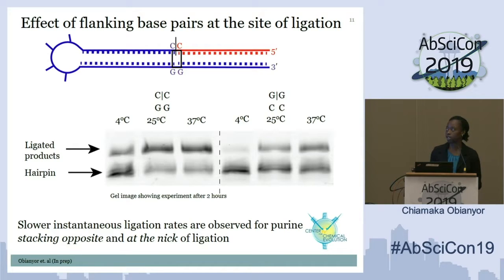And again, we look at it at different temperatures, and you see that when you have GG, so when you have purines opposite the ligation nick, you see a really fast increase in the amount of products that you get when you increase the temperature. But when you have the GG stacking at the nick of the ligation, then you see a decrease in the amount of products that are formed initially. So at 4 degrees Celsius, there's barely any product forming, but as you increase the temperature, then you can increase the reaction rate. And so again, like we saw in the case of the 2' O-methyl, there seems to be some effect of stacking on our ligation rates.